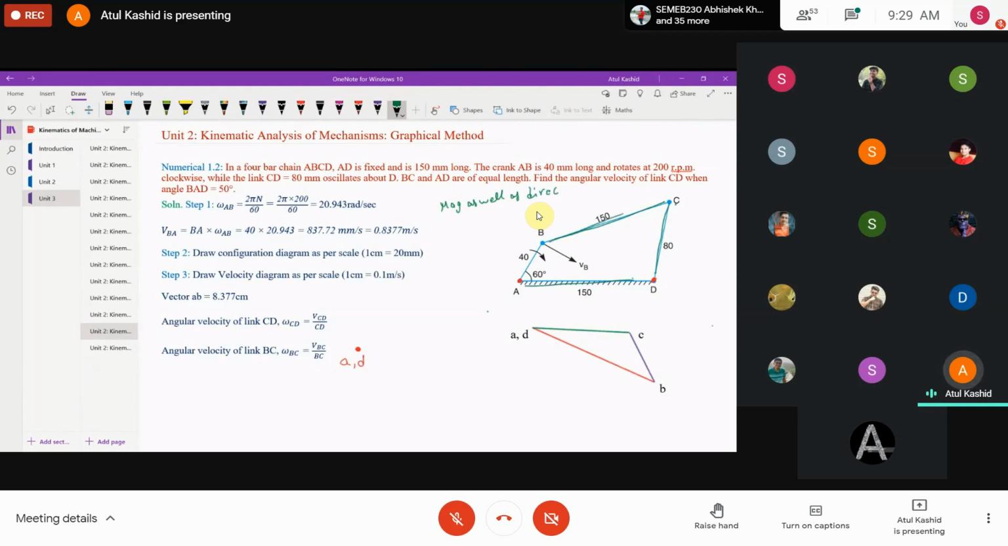But what about link BC? If you observe the link BC, we have discussed that for any link, the velocity will be perpendicular to that link, right? So for link BC, the velocity direction will be like this. For link CD, it will be like this. So for link BC and CD, we know only the direction. We don't know the magnitude. But for the link AB, there will always be one link, which is the input link, for which we'll be knowing the magnitude as well as the direction. Now, we have identified the input link, which is AB.